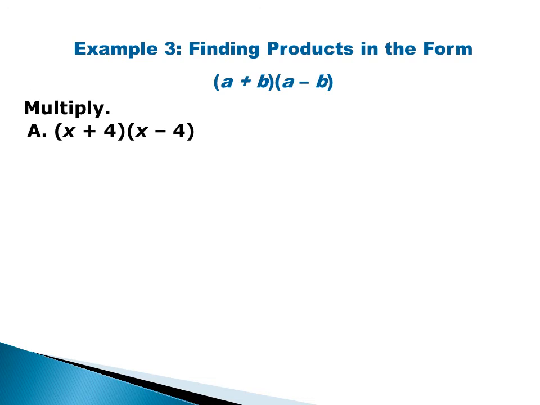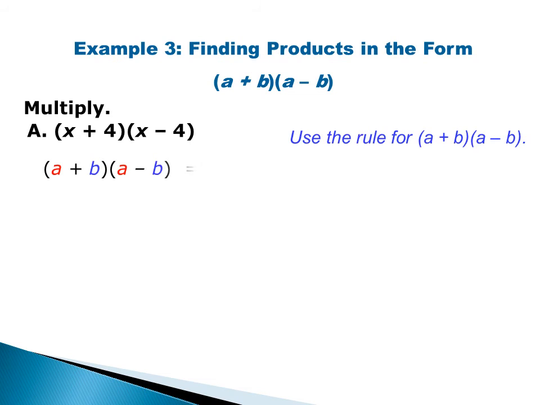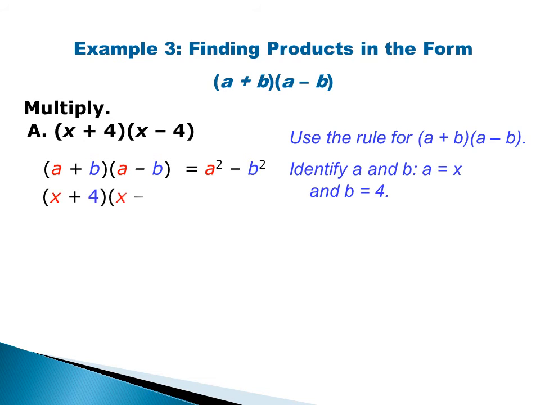Now here's the example. x plus 4 times x minus 4. Now when we do the FOIL, what are we going to get? a squared minus b squared. It means we are going to get x squared minus 16. Are you with me?